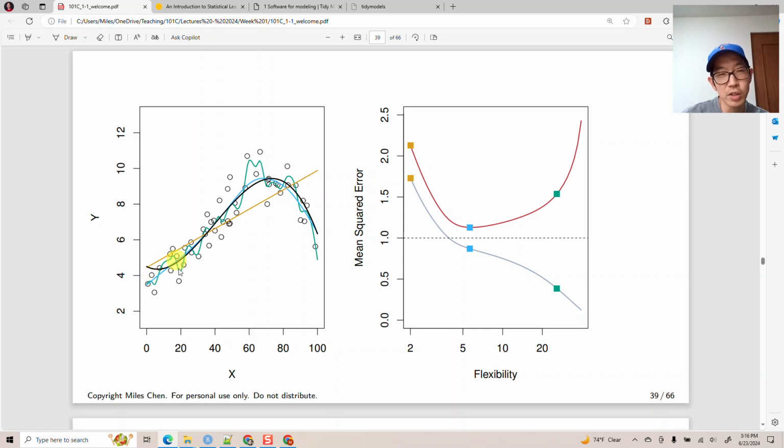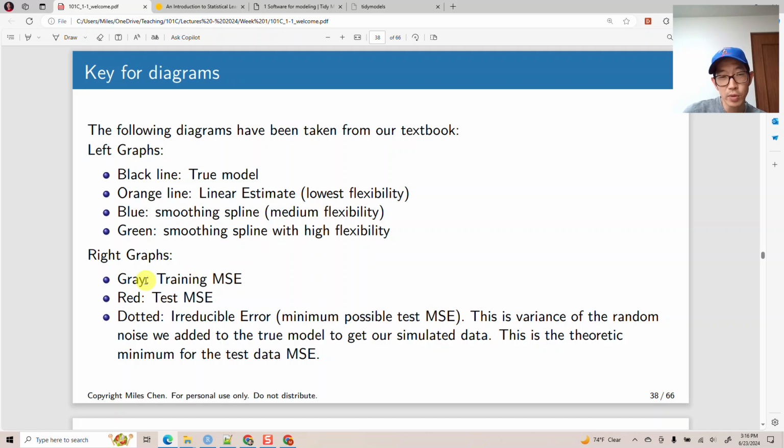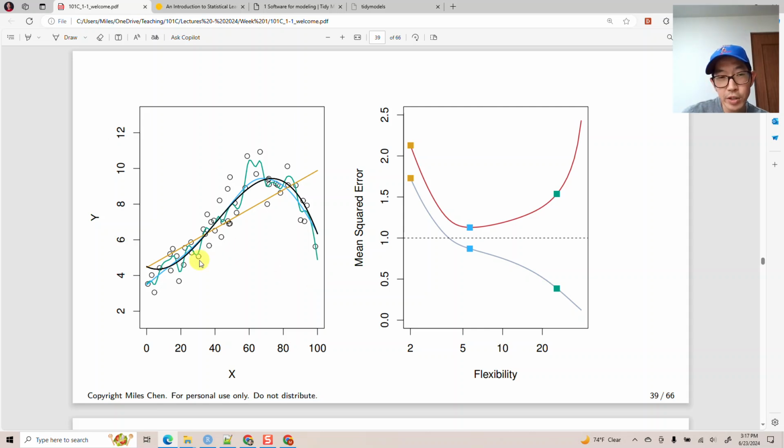But what it's trying to do is minimize the amount of error. Because in our data set, we happen to get these dots that deviated quite a bit from the black line, the green line tries to accommodate those and tries to match these dots up here. Meanwhile, on the right graph, this is a measure of the mean squared error. The gray is the training mean squared error. This is a measure of how much error there is, the difference between the orange line, blue line, and green line for the dots.